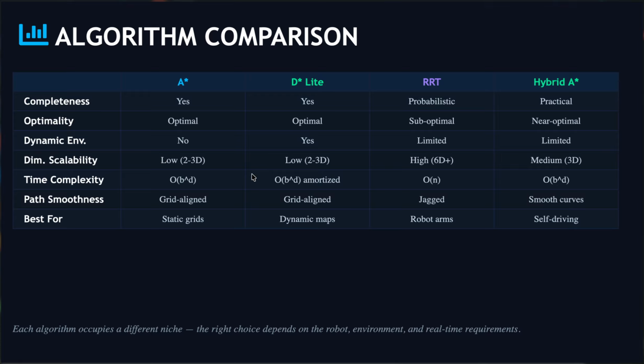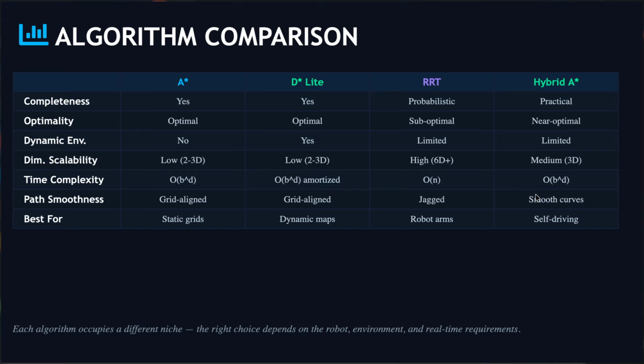And then dimension scalability: it's low for A star and D star. RRT is extremely high, as it is also able to control the arms and other things, and this is something it's mainly used for. Hybrid A star is pretty good, medium 3D. Time complexity: O(b^d) for A star, pretty bad. D star amortized, same thing. O(N) for RRT, which is really bad, and hybrid is O(b^d). Okay, for path smoothness, A star is grid aligned, so is D star. RRT is jagged, and hybrid A star has smooth curves.